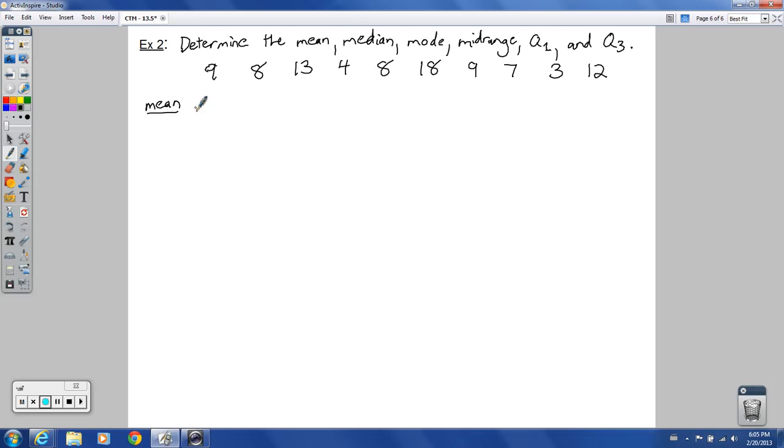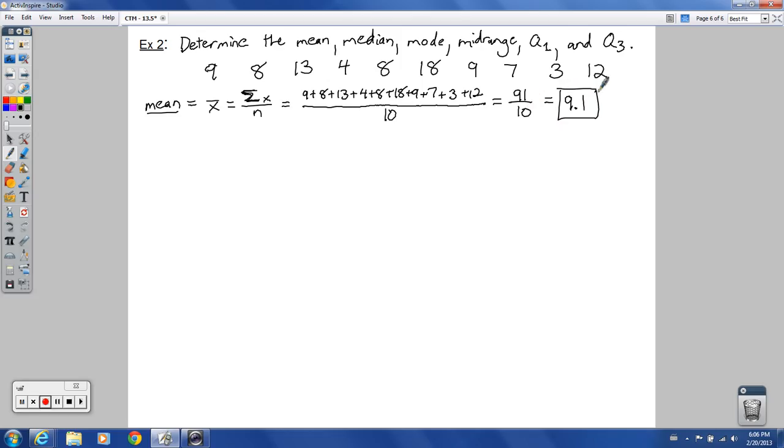So the mean, again, that's X bar. Just want you to get a little extra practice to ingrain that into your mind. The mean is the same as that, which would be, you add up all these numbers. Let's write that down. 9 plus 8 plus 13 plus 4 plus 8 plus 18 plus 9 plus 7 plus 3 and plus 12. And again, please double check me on this, but I've done the math. I've double checked. I'm pretty darn sure that I got this. 91 over 10. You're dividing by 10, you're moving the decimal one spot. That would be the same as 9.1. And so that's the mean.